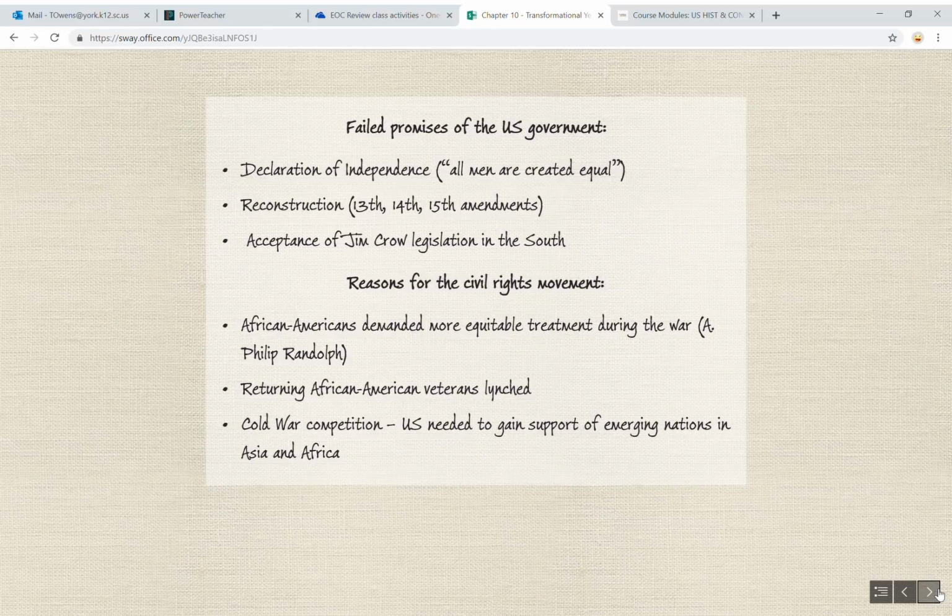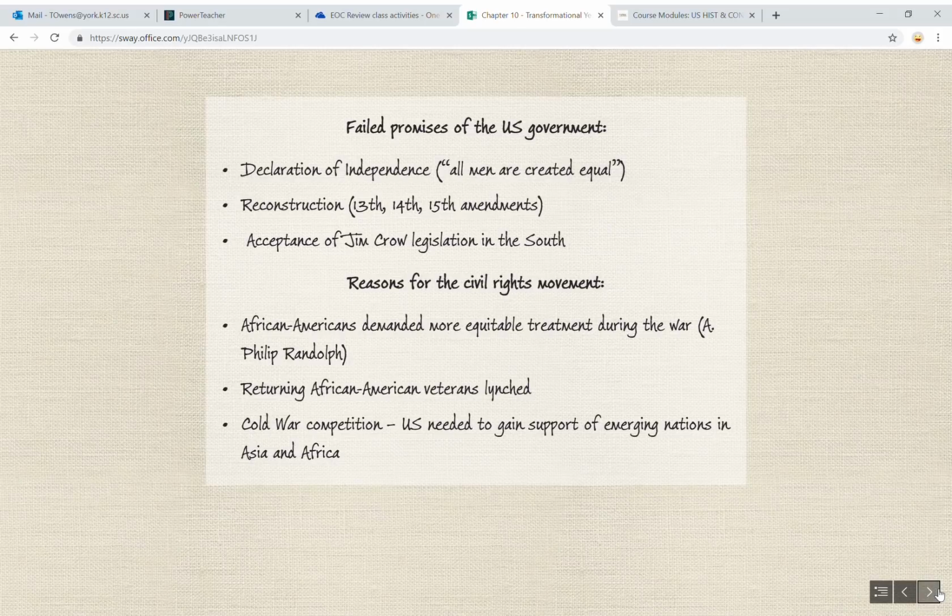There are many failed promises of the United States government toward African Americans. One, the Declaration of Independence states all men are created equal. And of course, they were not treated that way through slavery. And even once slavery ended, you have Reconstruction with the 13th, 14th, and 15th Amendments. Plessy versus Ferguson, though, separate but equal, violates the 14th Amendment, and yet the federal government, through Plessy versus Ferguson, the Supreme Court decision, is going to ignore it.